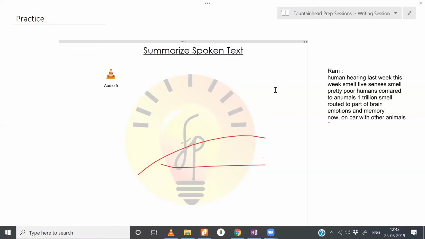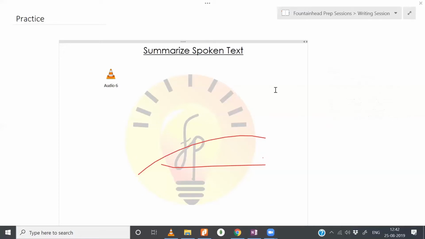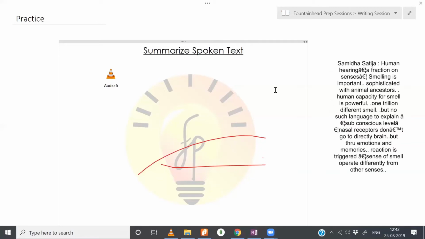So basically, we need to form sentences based on this context between 50 to 70 words. Yeah, I think you meant 70. Human hearing, a fraction of senses. Smelling is important, sophisticated with animal senses, animal ancestors. Human capacity for smell is powerful. 1 trillion different smells, but no language to explain. At a subconscious level, olfactory information doesn't go directly to the brain, but through emotions and memories, a reaction is triggered. Sense of smell operates differently from the others. Smell, human versus other animals, trillions, different smell, subconscious.